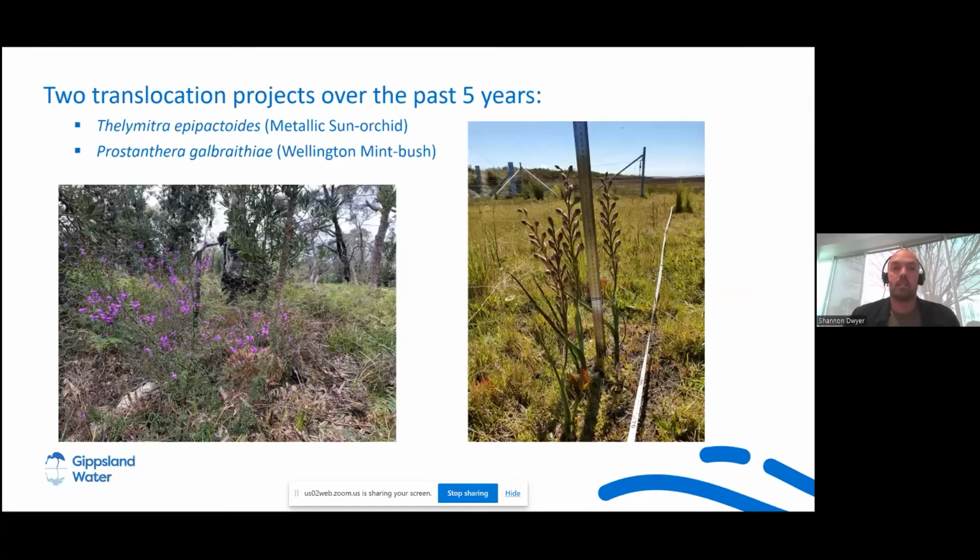So over the past 5 years, we've done 2 translocation projects for threatened species. As Chantelle mentioned in the video last week, we did the Thelymitra epipactoides, which occurred nearby our property, but there were no records on our property down at Dutson Downs, but we set up a translocation site there and did that a few years back. And we also have a small population of Prostanthera galbraithii, Wellington mint bush, on our property. And so that's the focus of this presentation.